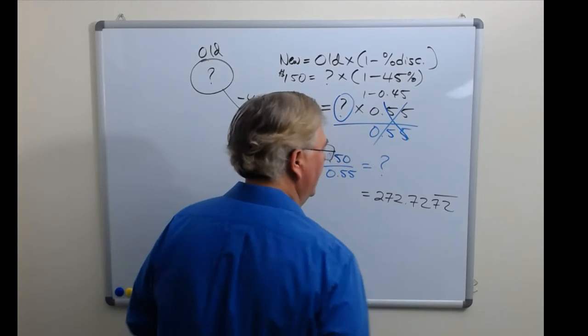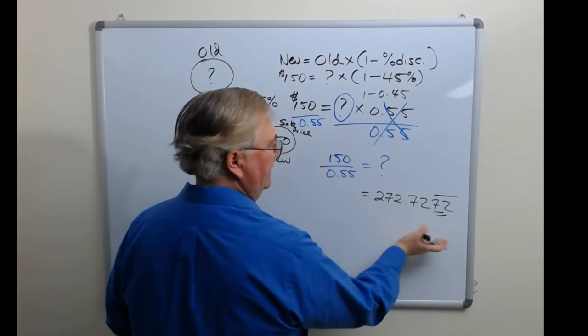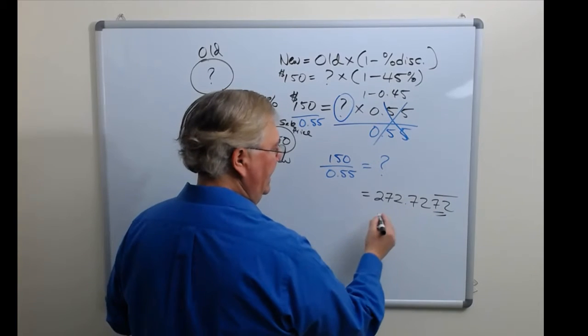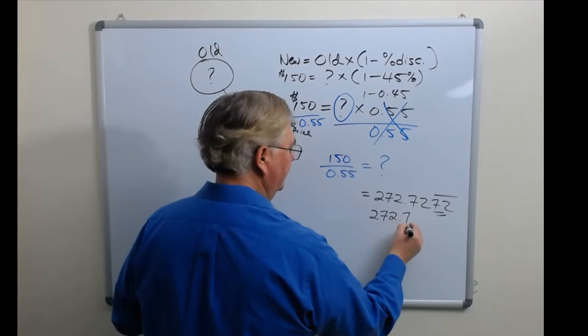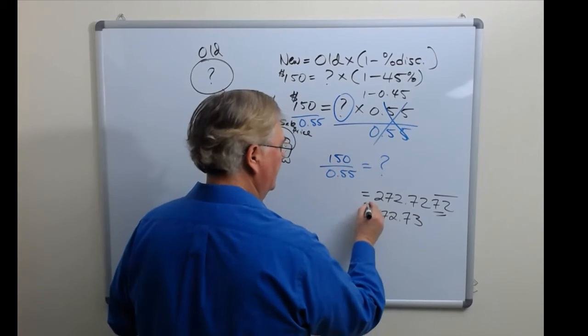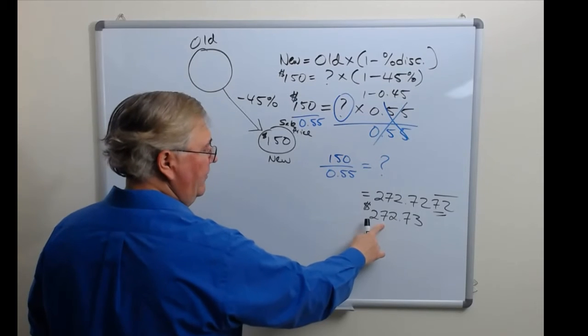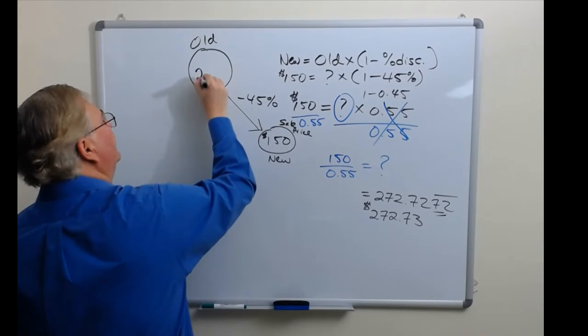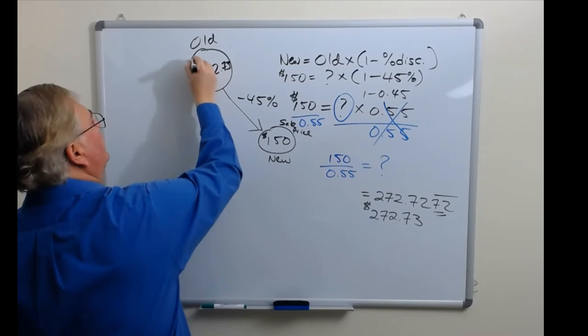We actually get 272.72 repeating, which means that we have a fragment of a cent here, which we have to bump up to the next penny. So this becomes 272.73. Okay, which means that the original price of this cell phone was $272.73.